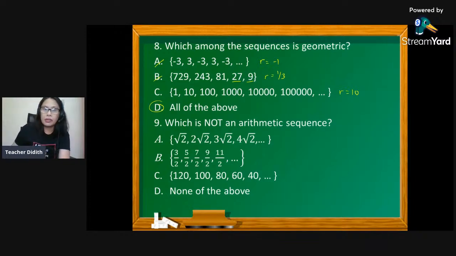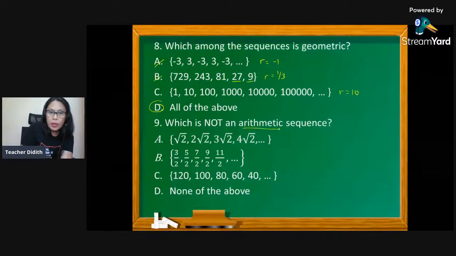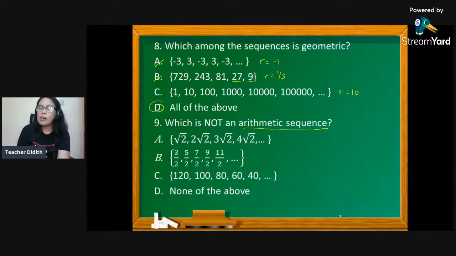Let's find out. We're talking of arithmetic sequence here, no? Definitely B is not an arithmetic sequence. This is harmonic. Now, when we say harmonic, the reciprocals of the terms of a harmonic sequence are actually an arithmetic sequence. So cross na si B. We're not going to consider B. We'll check if A and C can possibly be considered arithmetic.